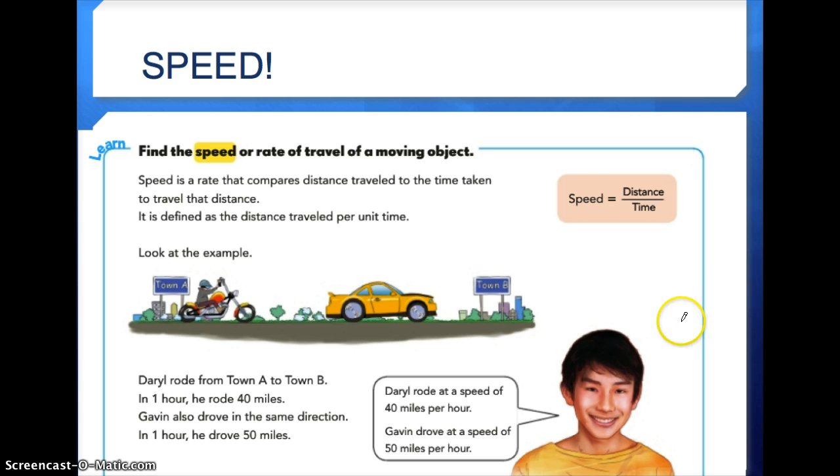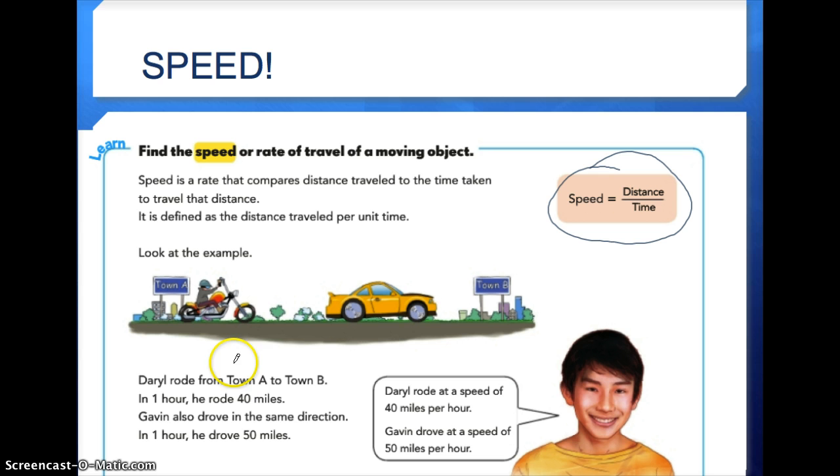So speed. Find the speed or rate of travel of a moving object. This is the formula for speed. Please make sure you write it down in your notebook. Speed equals distance divided by time. This is a universal formula for speed. Okay? Here is an example.